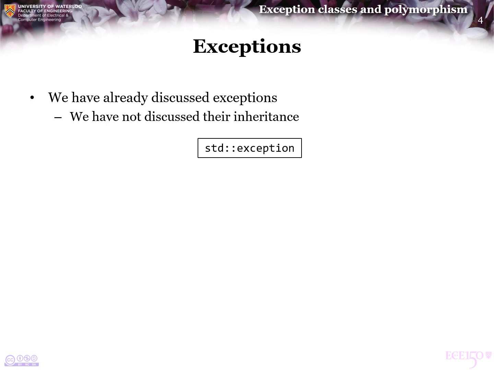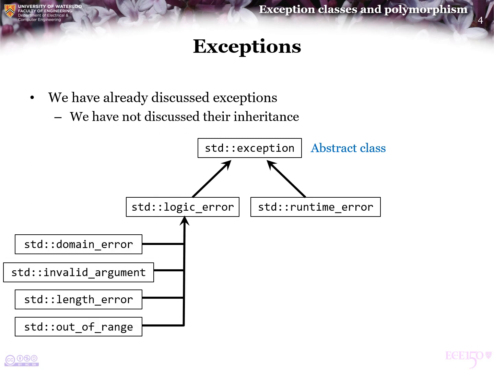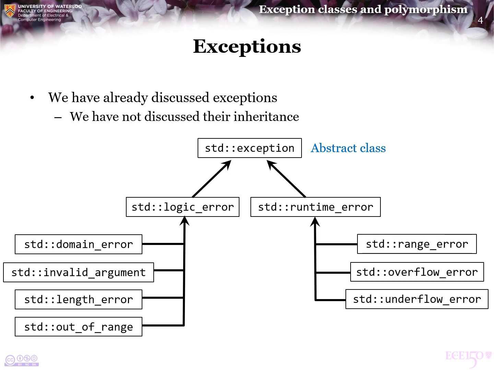So the base class for exceptions is the standard exception class. This is actually an abstract class, meaning that you cannot instantiate or throw a pure exception. Instead, there are two derived classes: the logic error class and the runtime error class. With respect to the logic error class, there are a further 4 classes that derive from it, and these include domain error, invalid argument, length error, and out of range. There are also classes that are derived from the standard runtime error class, including range error, overflow error, and underflow error.